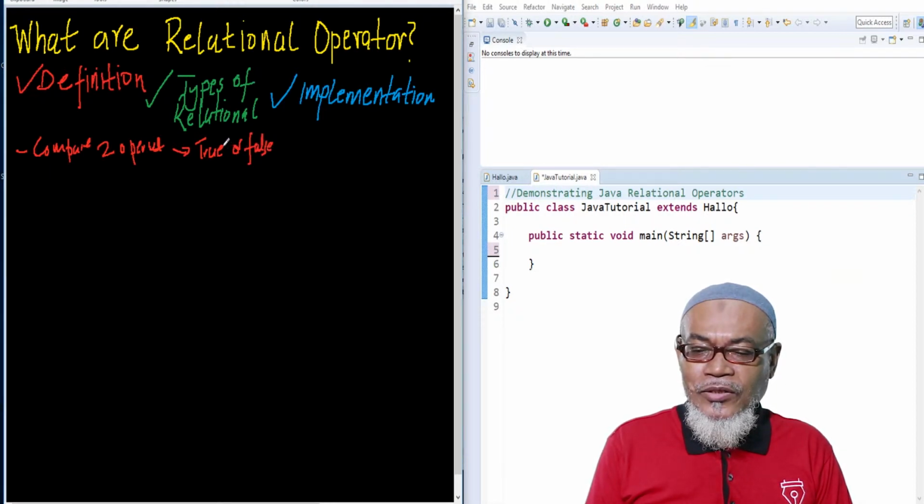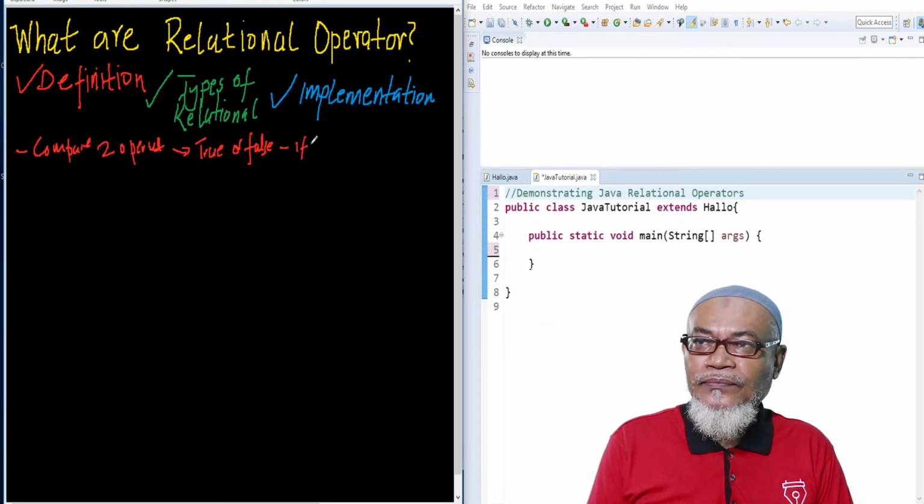Relational operators are normally used in what we call the if statement, which we are going to look at, and also in loops such as the while loop, the do loop, and the for loop. These are the loops we are going to look at in our next session. So they are used in an if statement, or they are also used in loops. That takes us to the types of relational operators.